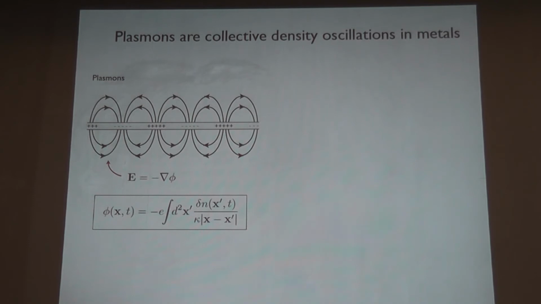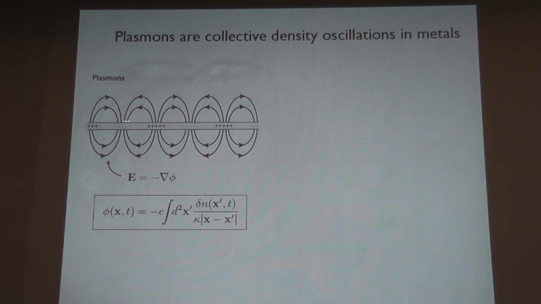And so how do I see this? How would I arrive at a plasmon in a bare bones way? I can say, fine, let's take a metal and displace it a little bit. Let's apply a little bit of density inhomogeneity in the system.